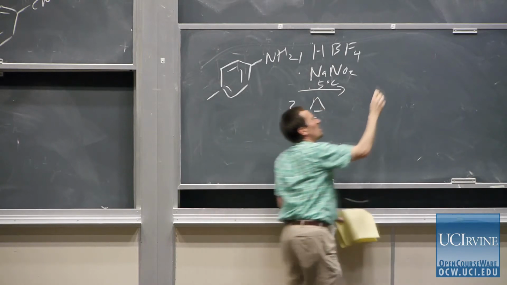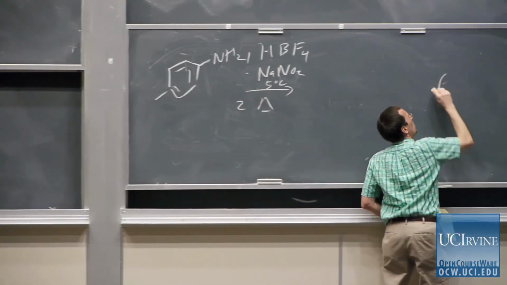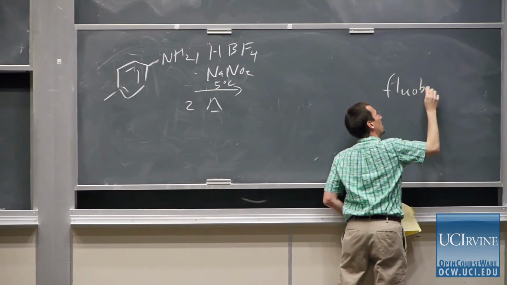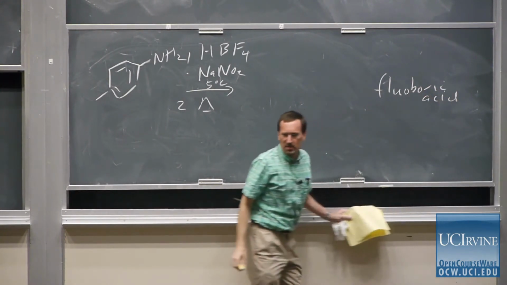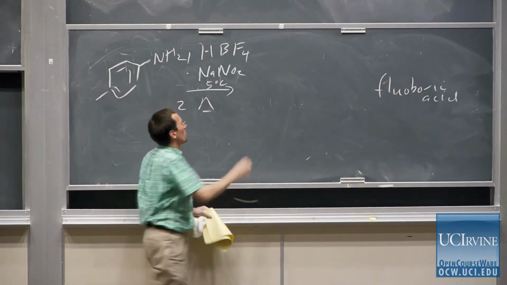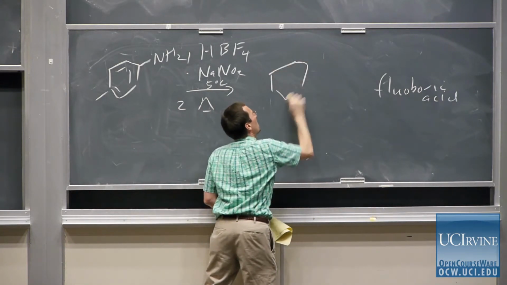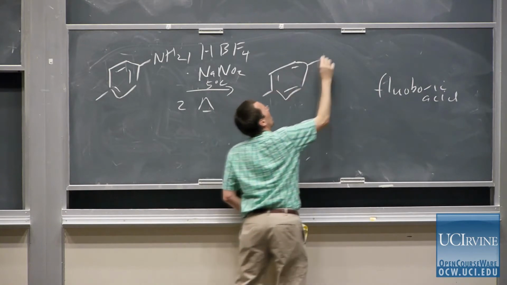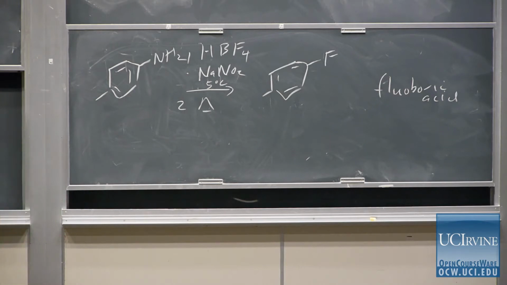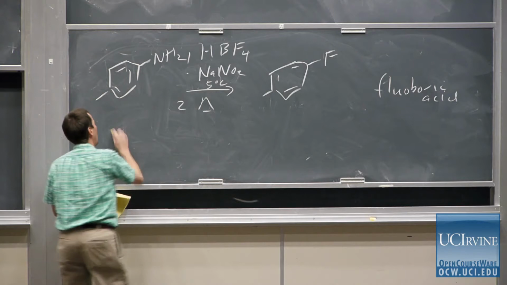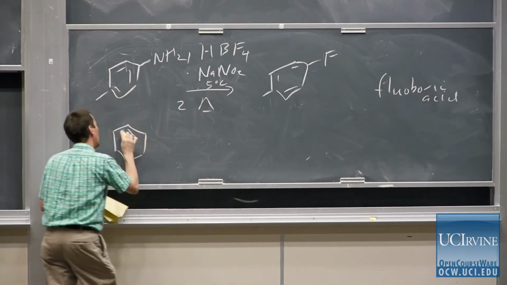This basically serves as a source of fluoride ions. So I'll write fluoboric acid. It's a strong acid that serves as a source of F-, source of fluoride ion. And the overall result is that you get the fluorobenzene out of here. All right. You've put in absolutely anything here. Now I want to show you how to get rid of it, and why we'll see in a second.